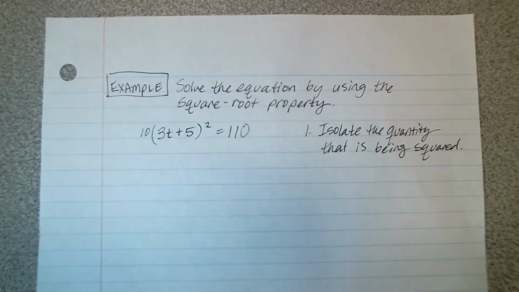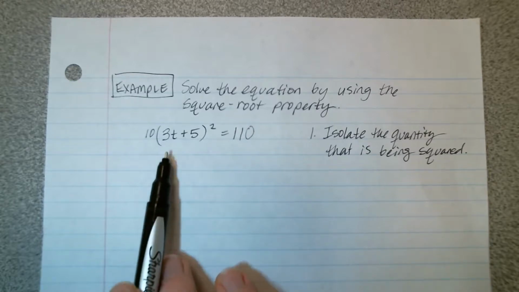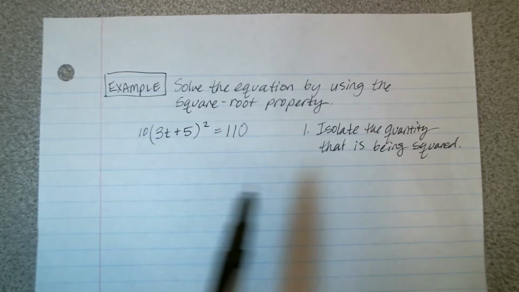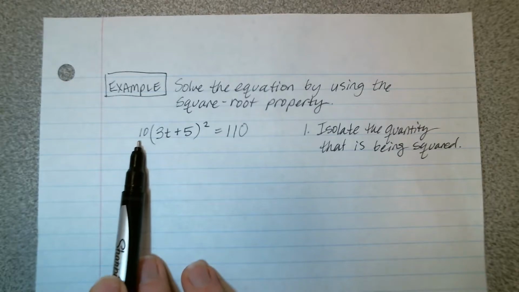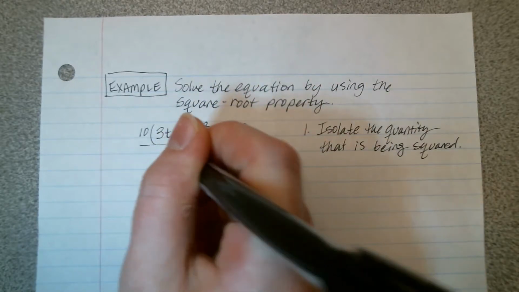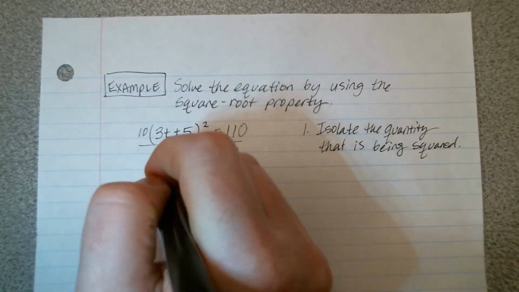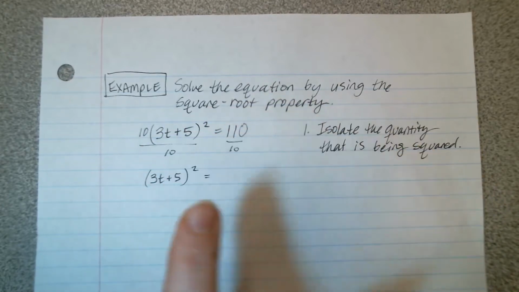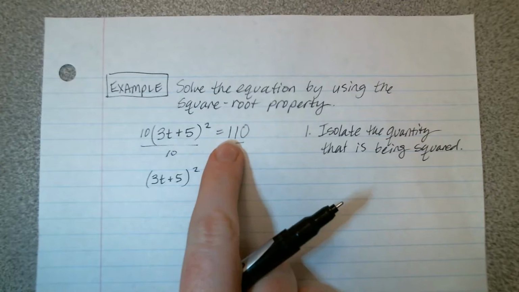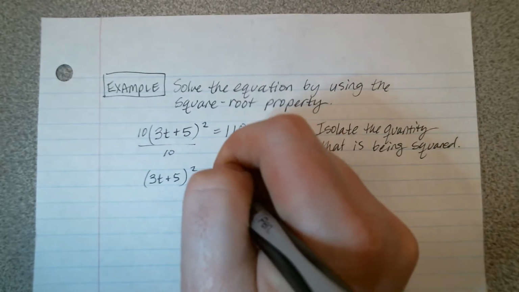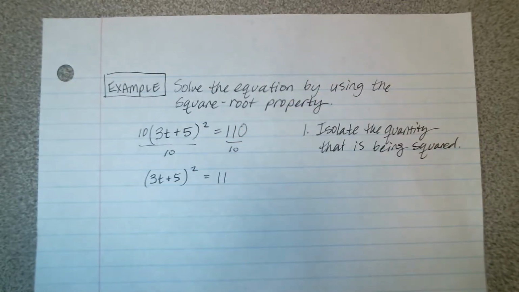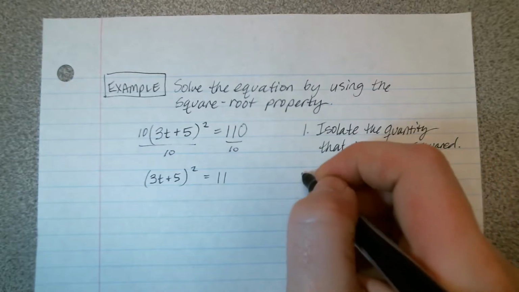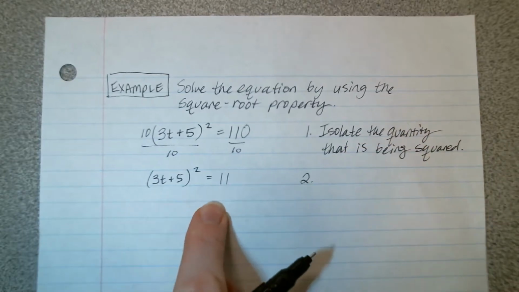In this case, that quantity being squared is (3t + 5) squared. So this coefficient here of 10, I'm actually going to divide both sides by 10 to get (3t + 5) squared all by itself on the left, and then 110 divided by 10 is 11. Now what I'm going to do is take the square root of both sides.